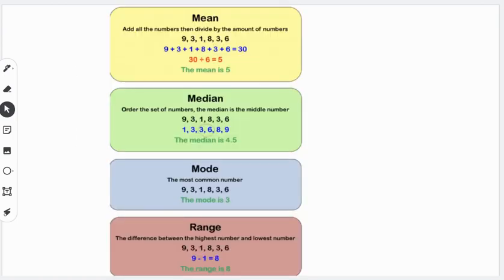All right, next we're going to look at calculating mean, median, mode, and range. And today we're just going to focus on mean and median, but you might see questions about mode and range, which should be review for you.